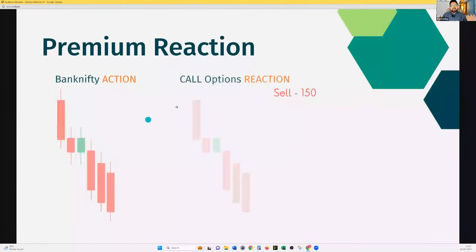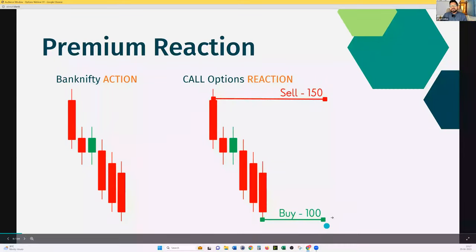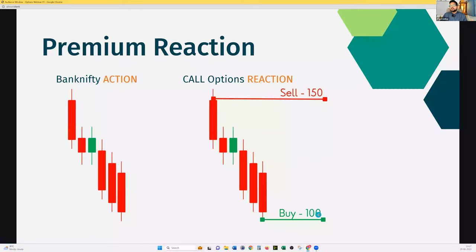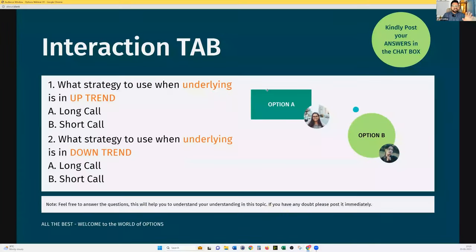How do you make profit by shorting? You sell it at 150 rupees and you buy it back at 100 rupees, so the net profit is 50 points. So that's good. Now we'll directly go to the interaction session.